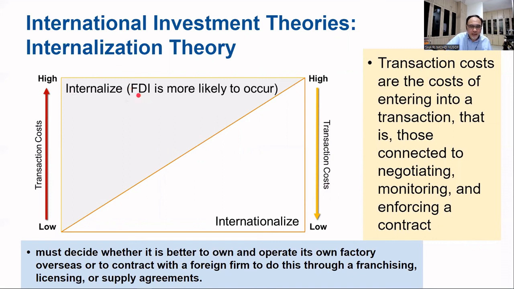So FDI, foreign direct investment, is more likely to occur in this case, rather than franchising, licensing, and so on. The transaction cost is defined as the cost of entering into a transaction, that is, those connected to negotiating, monitoring, and enforcing a contract, and so on. If it is high, then the theory says FDI is more likely to occur.